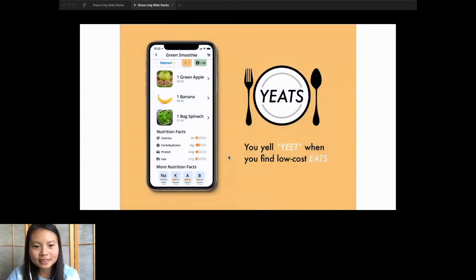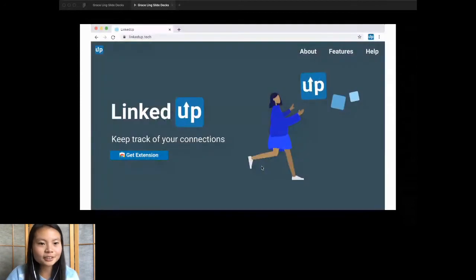I also created this for a hackathon project, one of my first few projects I did with design, UX and product design specifically. It's like a web scraping tool to find low-cost eats around your geographical location. I also created a Chrome extension to keep track of LinkedIn connections. It's like a CRM for LinkedIn.